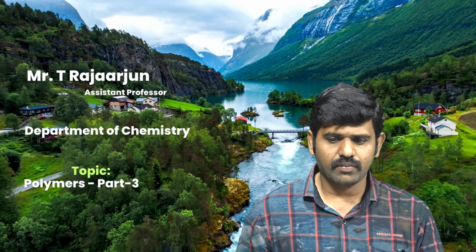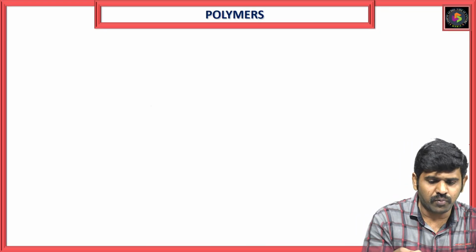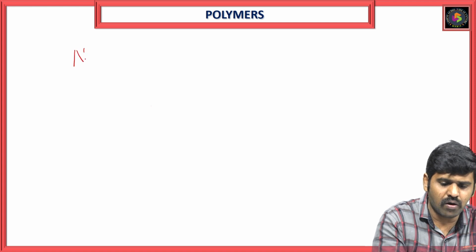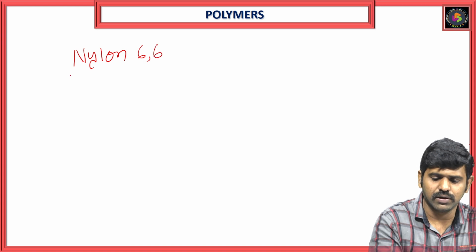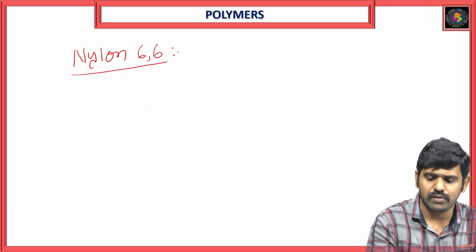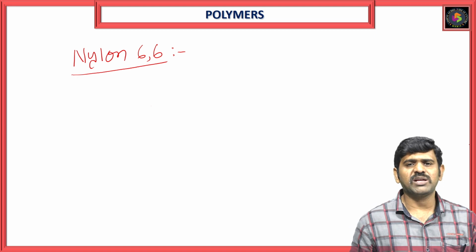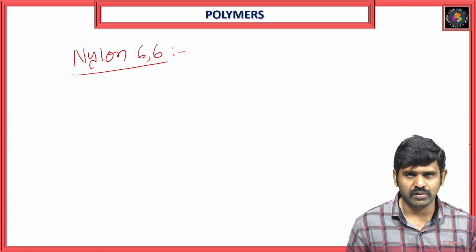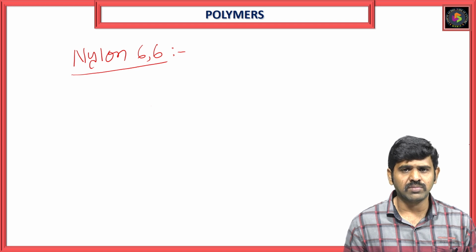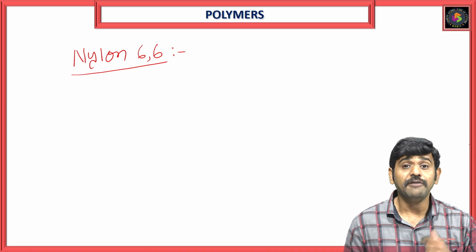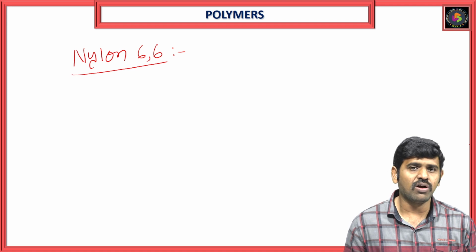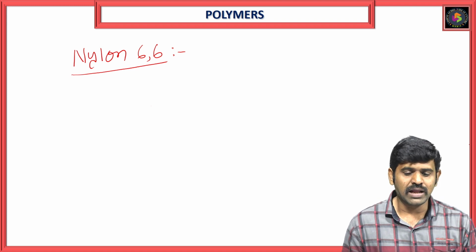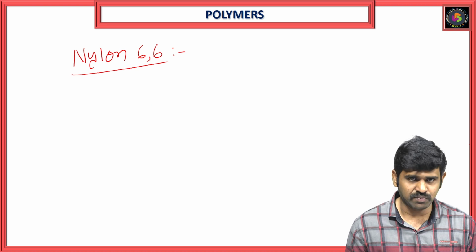Right, fourth compound, that is nylon 6,6. Nylon 6,6 is nothing but a condensation polymer. Condensation polymers are mainly formed by the polymerization of monomers with the elimination of atoms or groups, right? So nylon 6,6 is nothing but a condensation polymer.